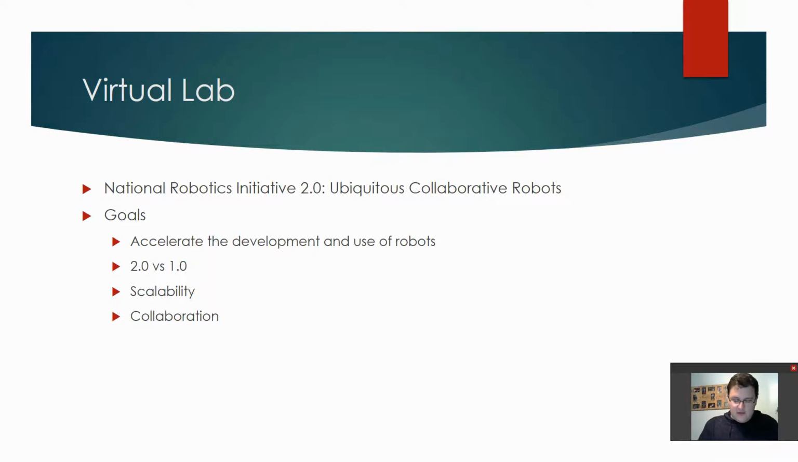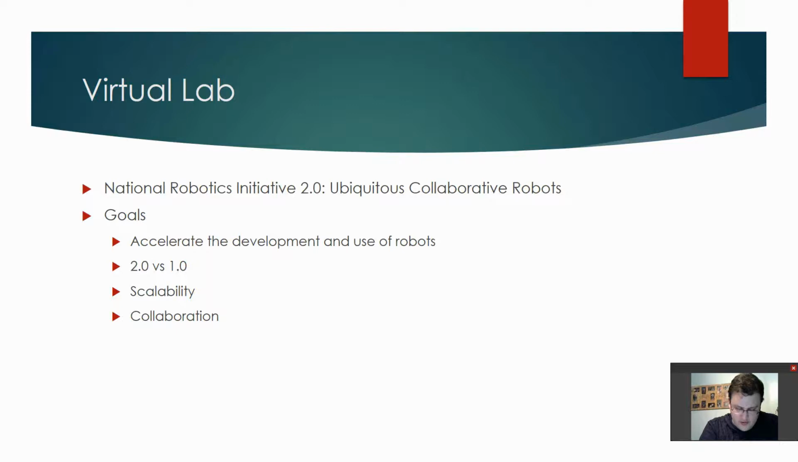Our final project for the capstone course was to come up with a proposal for the National Robotics Initiative 2.0, ubiquitous collaborative robotics, or robots. The goal for the National Robotics Initiative is to support fundamental research that will accelerate the development and use of robots in the United States that work beside and cooperatively with people. Since this is the 2.0 version, there was already an original version, and so they are obviously a little different.